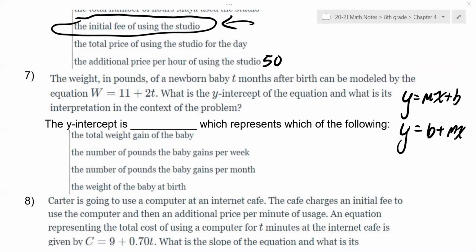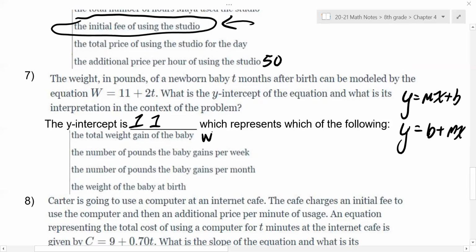What is the y-intercept of the equation, and what is its interpretation in context to the problem? So the y-intercept, if you remember, is b. So it's 11. So we have 11. So is that the total weight of the baby? No, because that's what W represents.